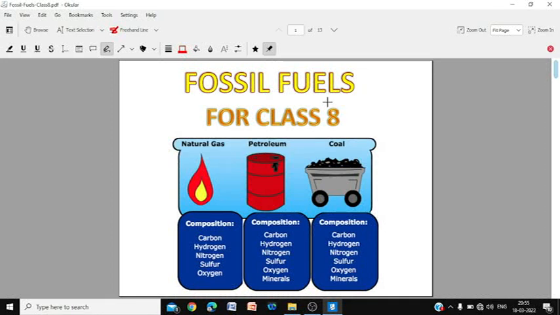Fossil fuels for class 8. We will be discussing coal, petroleum and natural gas. But first of all, let us note that the major component of all of them is carbon. Whether it is natural gas, petroleum or coal, the major component is carbon, followed by hydrogen and nitrogen, and sulfur as an impurity. Essentially you have carbon and hydrogen as the main components, of which carbon is the main one.